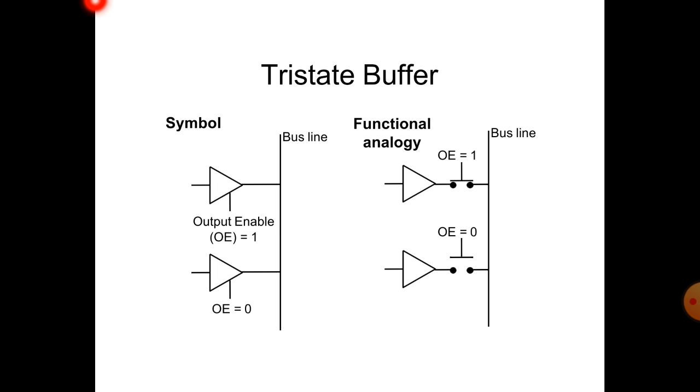Here we have the symbol of a tri-state buffer. We have output enable OE equal to 1 and output enable equal to 0. So we have a bus line, and we connect output enable 0 and output enable 1, and the functional analogy will be a bus line that will be 1 and 0. It will open the switch. It will be an open circuit, and the closed circuit will be a closed circuit, and it will act as a switch.